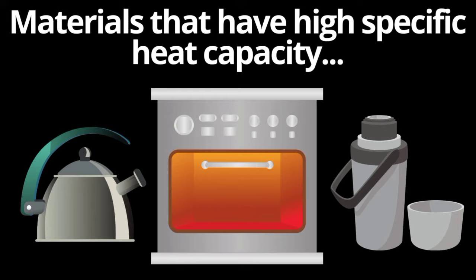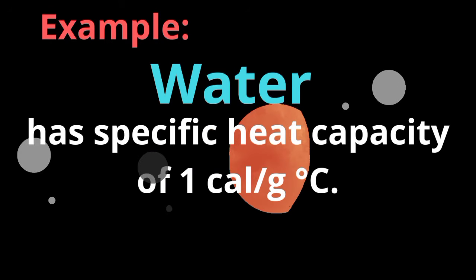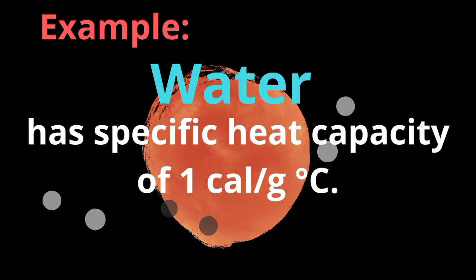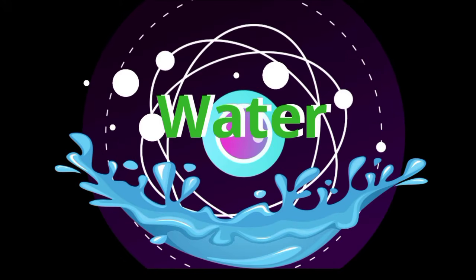Substances that have a high specific heat capacity are suitable as materials for constructing kettle handles, insulators, and oven covers because a high amount of heat will cause only a small change in temperature and the material won't get hot too fast. For example, water has a specific heat capacity of 1 calorie per gram degree Celsius. So, it takes 1 calorie of heat to raise the temperature of 1 gram of water by 1 degree Celsius. That is why water is said to have a high specific heat capacity.